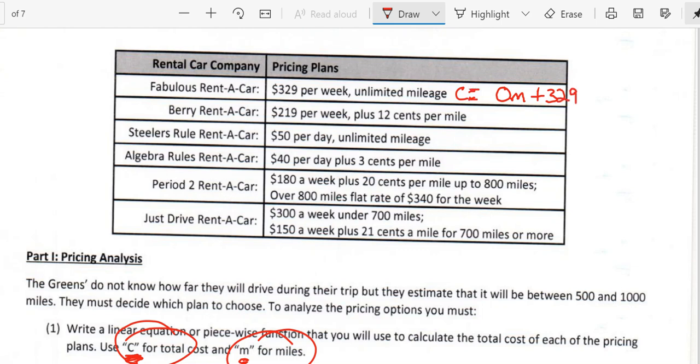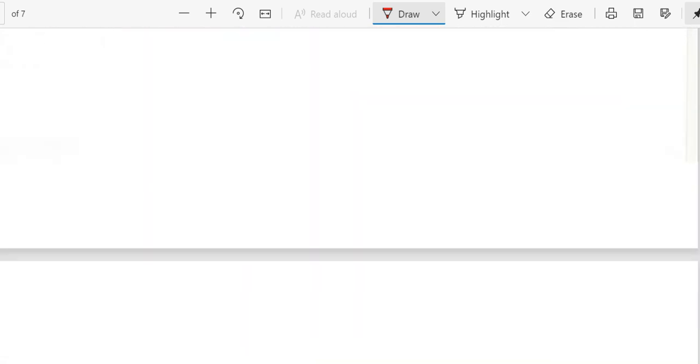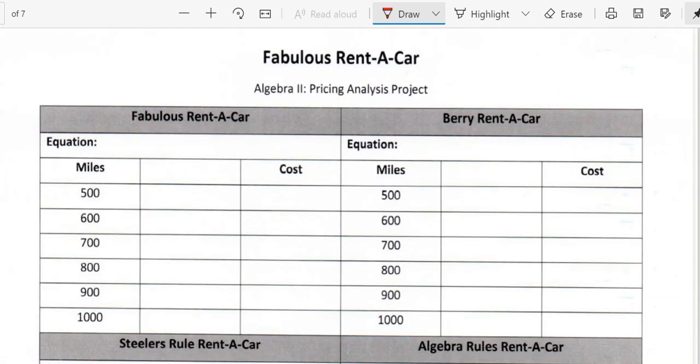So that would be the equation for Fabulous Rent-A-Car. So we would go back to our table. I'll fill out one or two of these with you today. For the Fabulous Rent-A-Car, the equation is going to be C equals 0M, because there's no cost for the mileage, plus the flat fee of the $329 for the week.